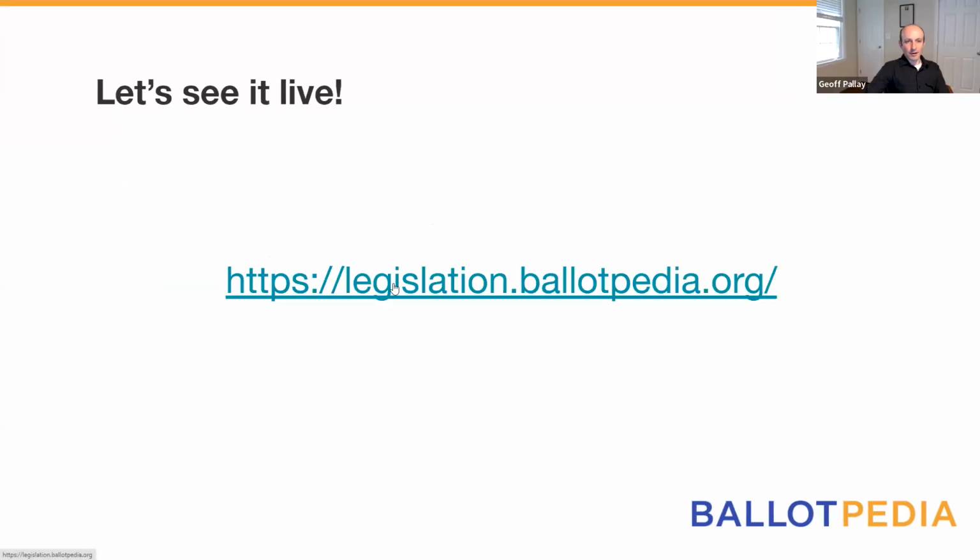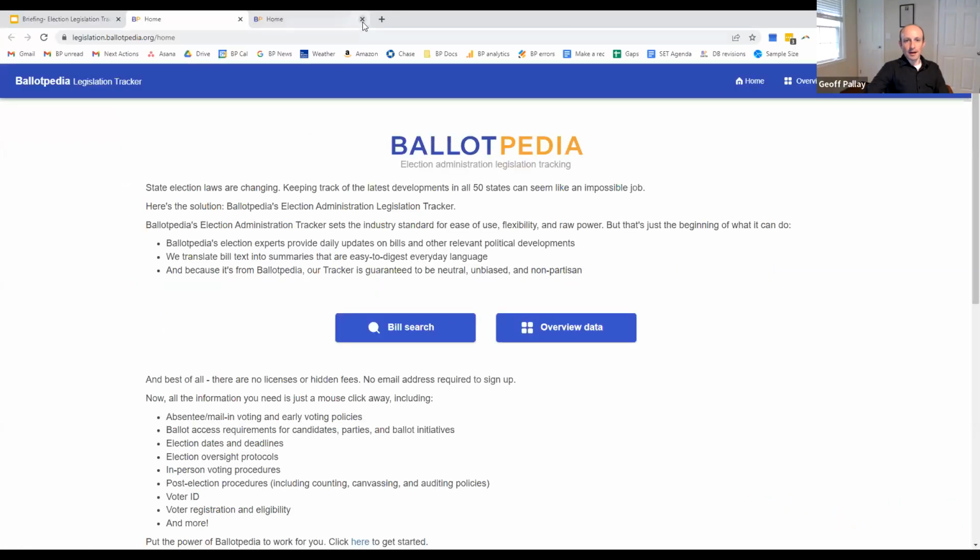Well, let's just dig right in at this point in time. I went ahead and shared my screen now, so you can see this is legislation.ballotpedia.org. Pretty straightforward. There are lots of links and navigation to get here from the main Ballotpedia website, of course. But here you can see it looks a little different than the standard Ballotpedia architecture, if you're familiar with the standard website. Right here from the homepage, there are two key links that you want to be aware of. There's the bill search function, and then there's the overview data.